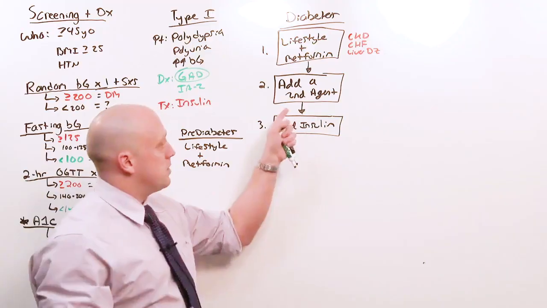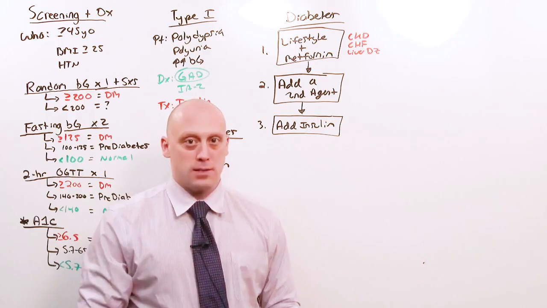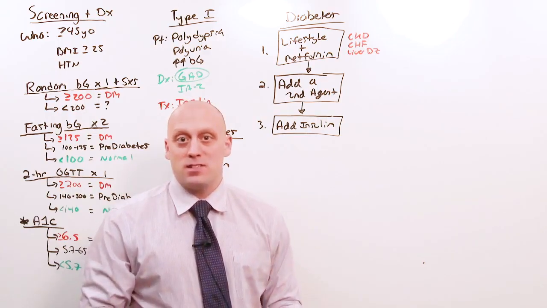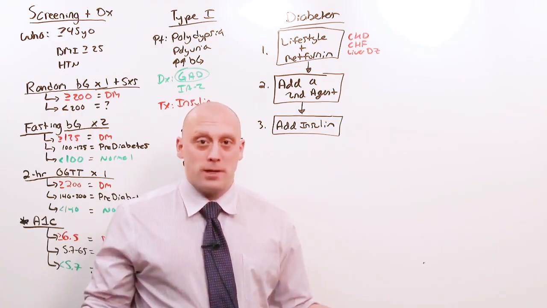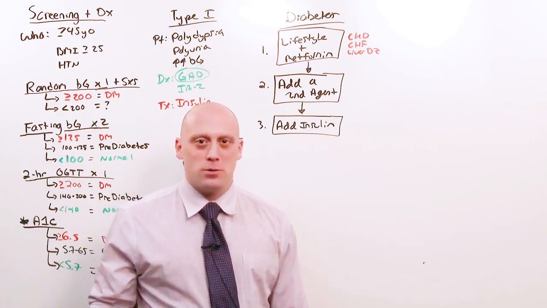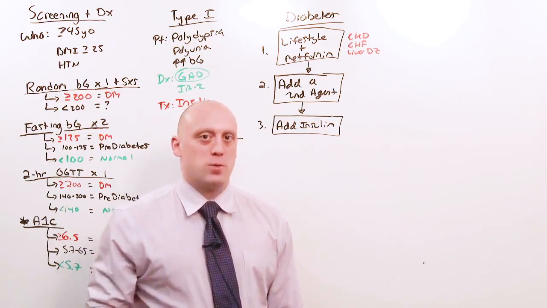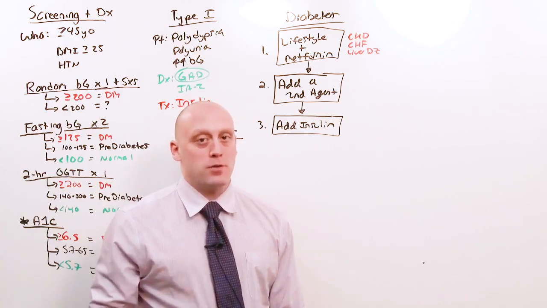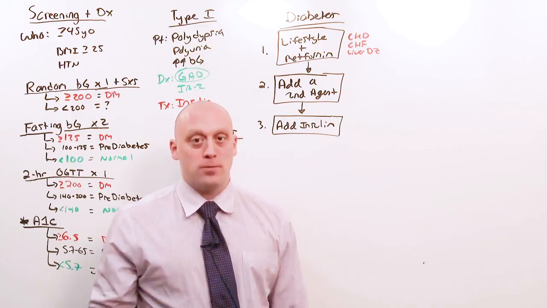The second agent is anything. It used to be very clear what we would use next, but now the ADA basically says, pick whatever you want based on patient preference and comorbidities. It's really tough then as a student to learn, well, what the hell do I use? And why would I use one over the other? There's no good evidence saying one is better than another, so we're going to have to talk about all the different classes so at least you recognize what they are and their side effect profile.